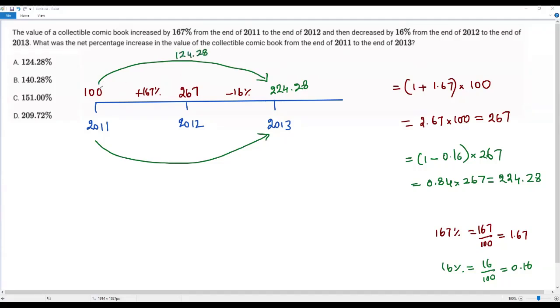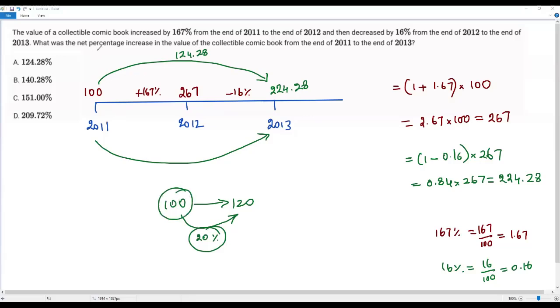Since the number of comic books in the year 2011 is 100, whatever value is increased from this 100, the same can be considered as a percentage of increase. That is, this value is an increment from 100 by 124.28, so the same value can be considered as a percentage, because the starting value is 100. For example, if 100 is increased to 120, and I want to find the percentage increase, the actual increase is 20, and the same actual increase can be taken as a percentage. The reason is the initial value is just 100.